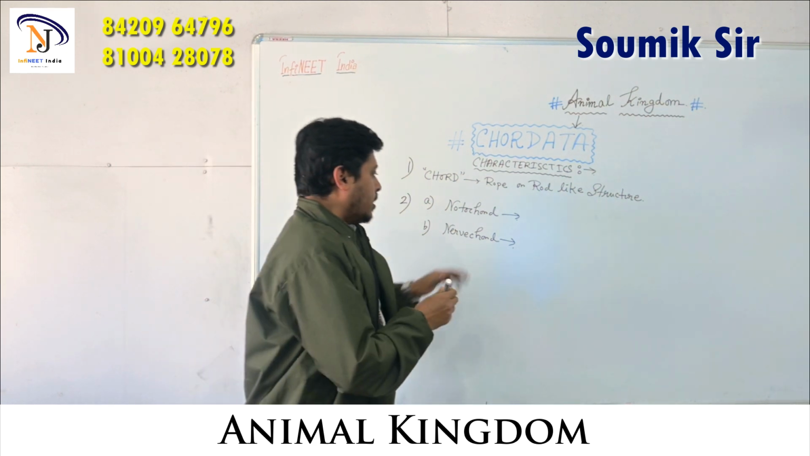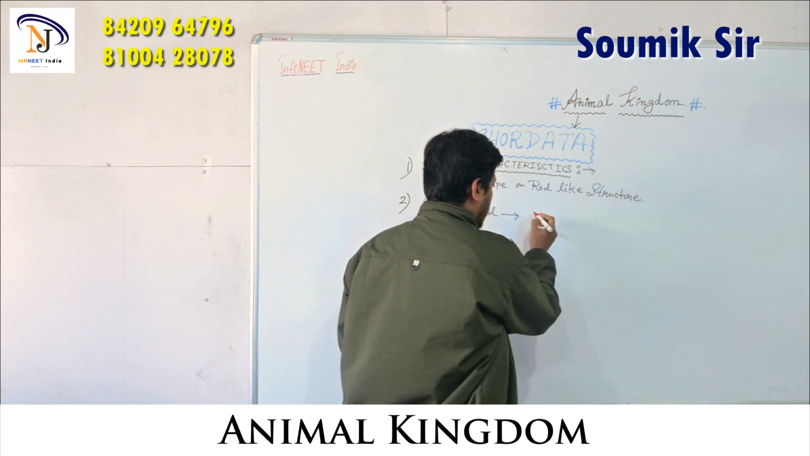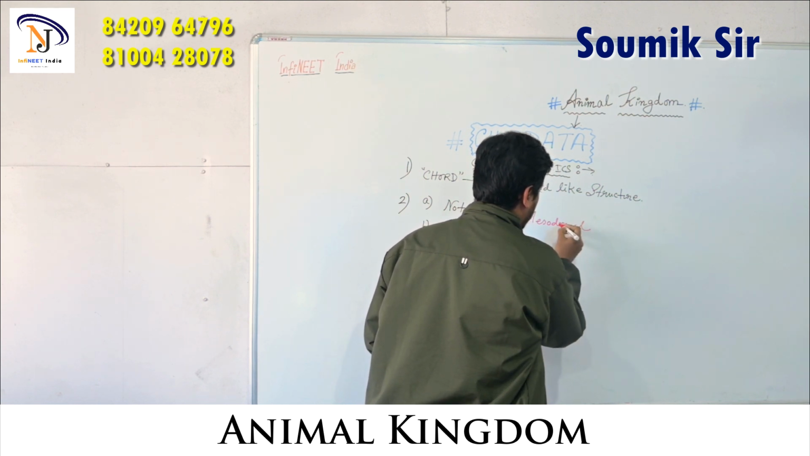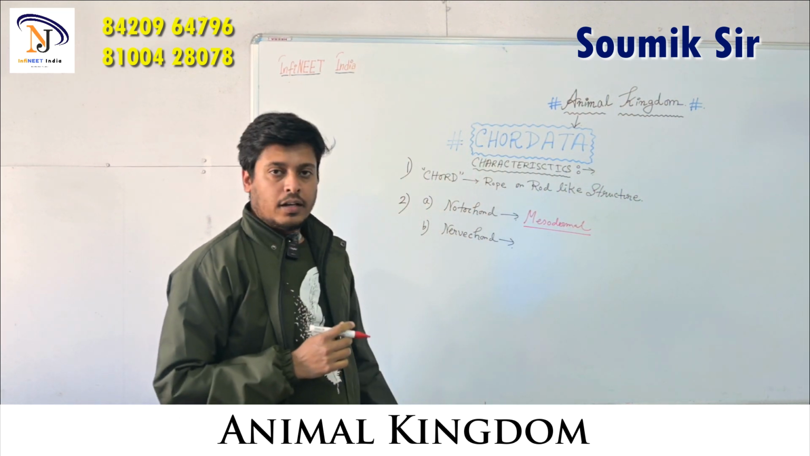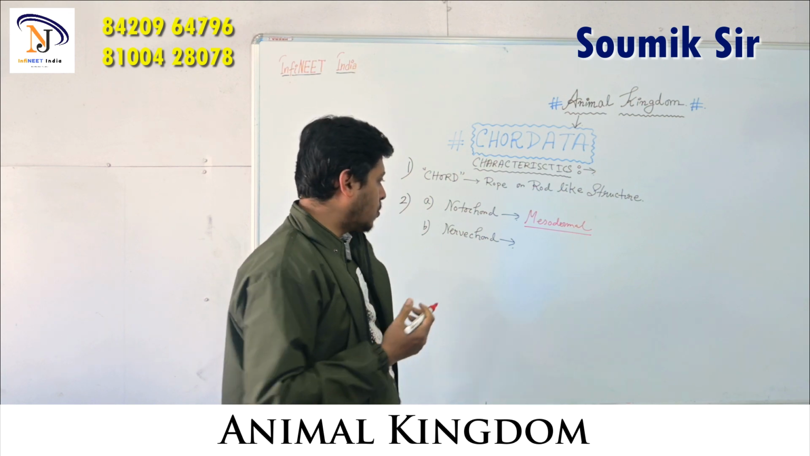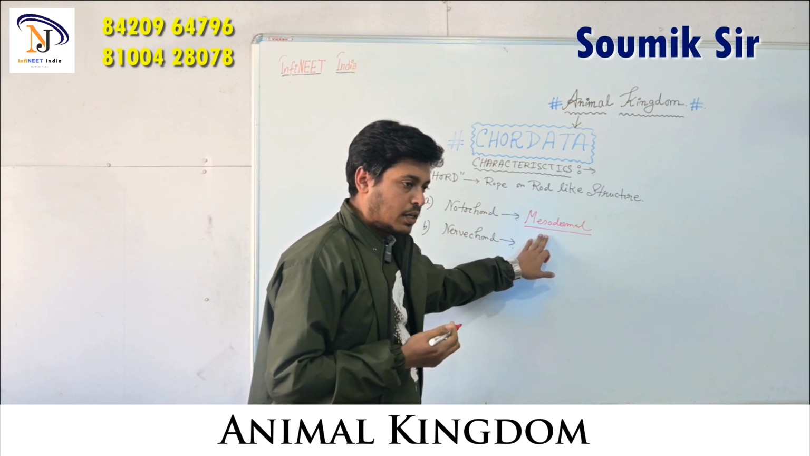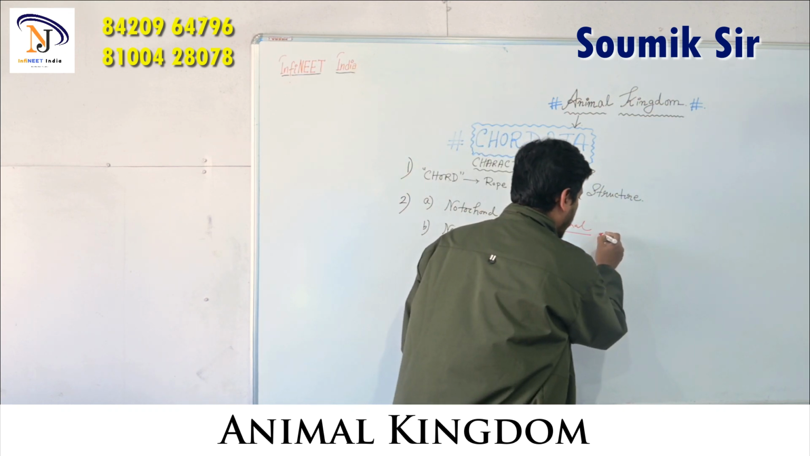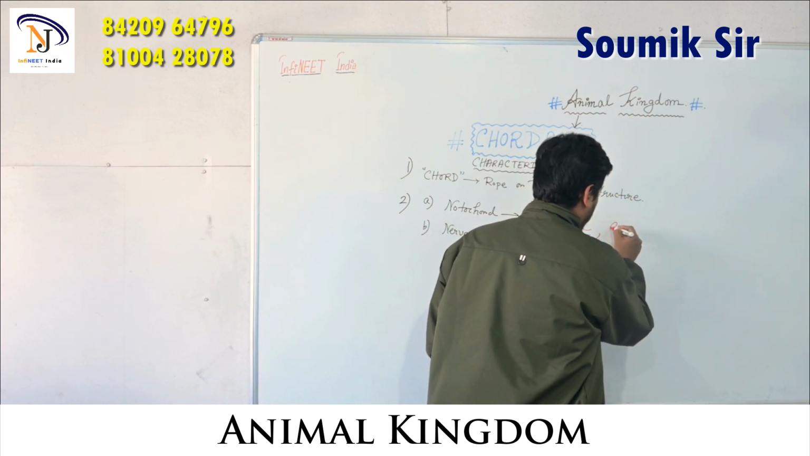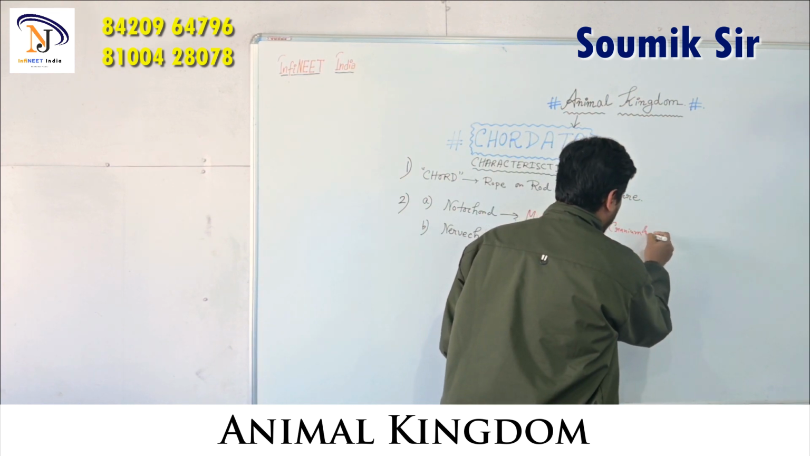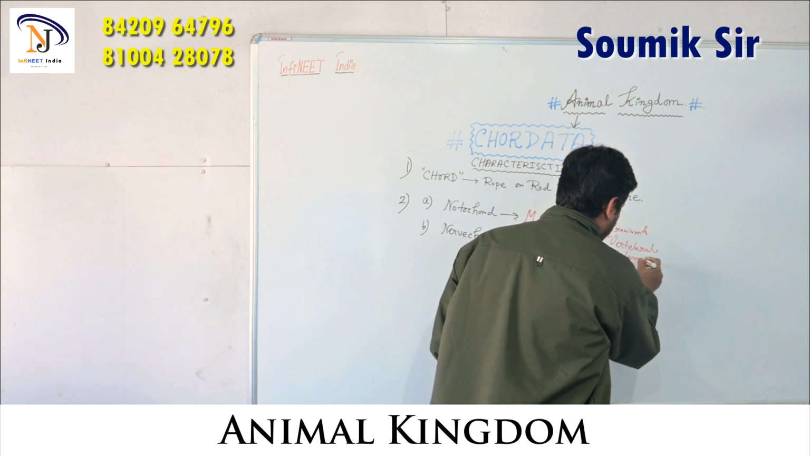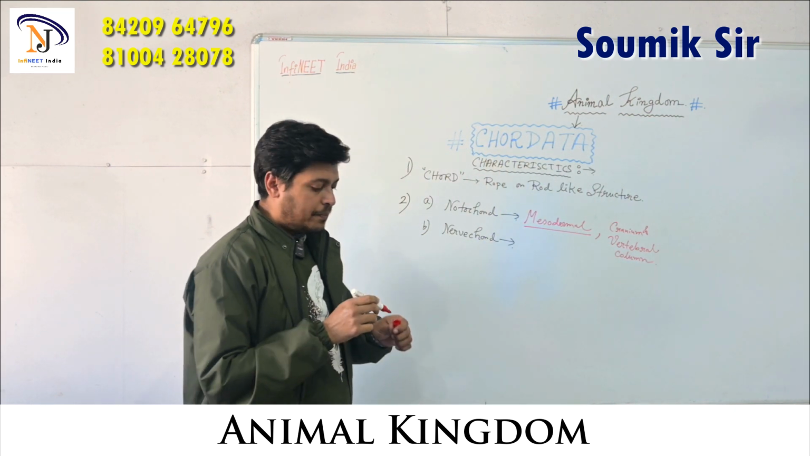So, what is notochord? Notochord is formed from the mesodermal or mesoderm layer. Three types of germ layers are present in the animal body. Chordates are triploblastic, so the notochord is formed from the mesodermal layer, and these structures are modified into cranium and vertebral column in case of vertebrates. Okay?